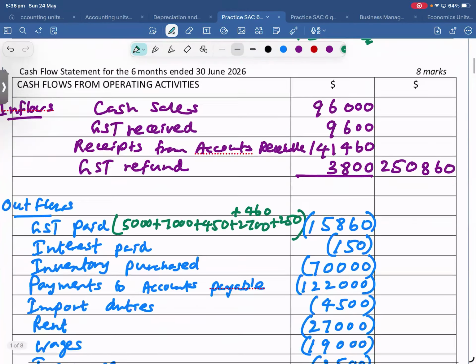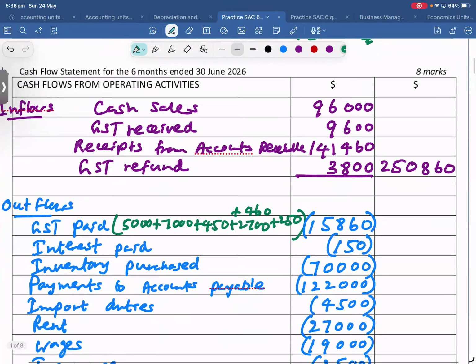Right? And then we did the accounts payable. You have a question? Why did we not attach the GST? The GST paid on the 122,000?